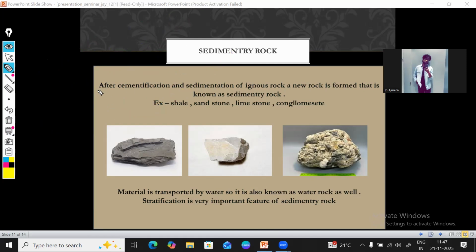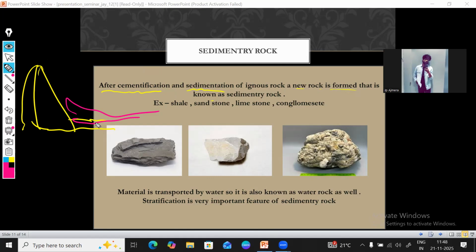The definition is: after the cementification and sedimentation of the igneous rock, a new rock is formed that is known as a sedimentary rock. What is cementification and sedimentation? Imagine there's a layer formed downside, this is the rock somewhere, and some material is carried by water and deposited here. The material is deposited in the lower surface, and cementification is the process where they get harder, binding together by different material and becoming more solid. That process is known as solidification and cementification.